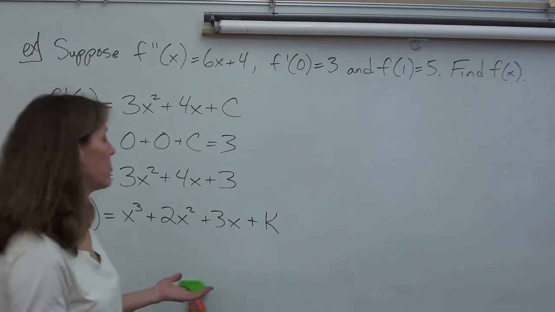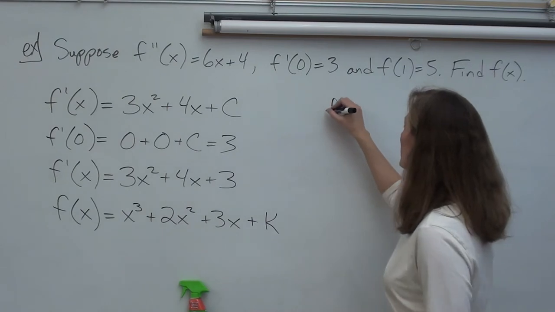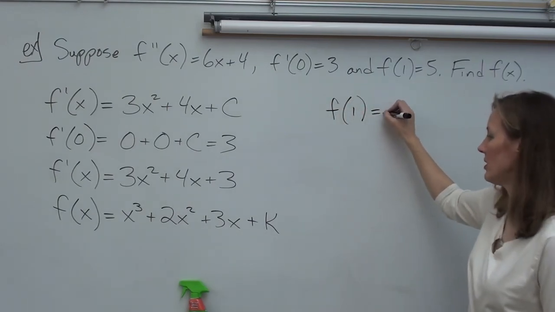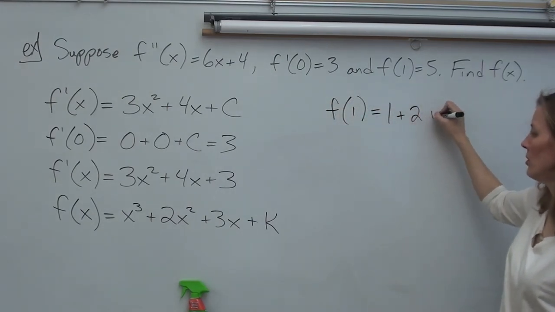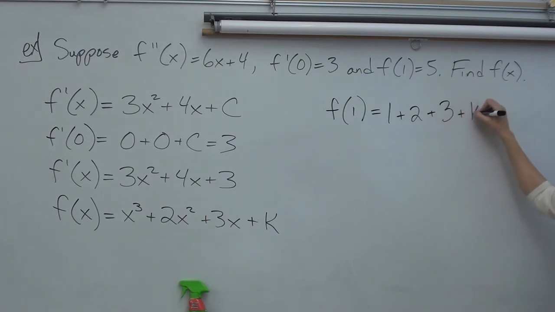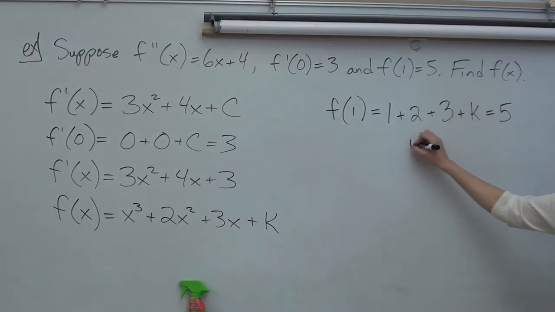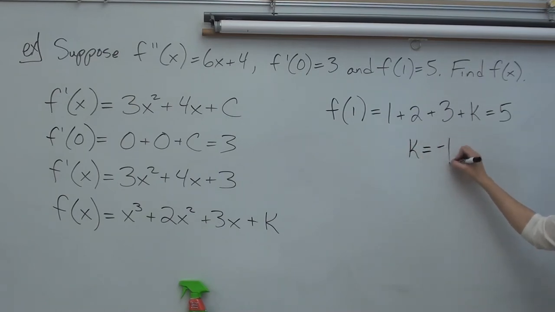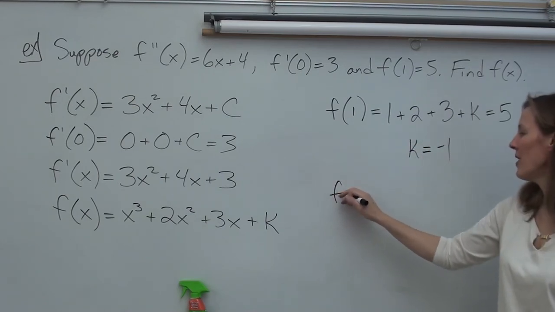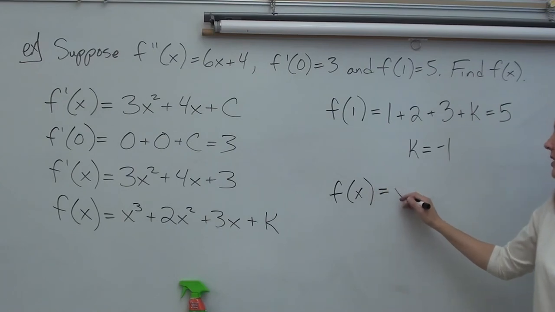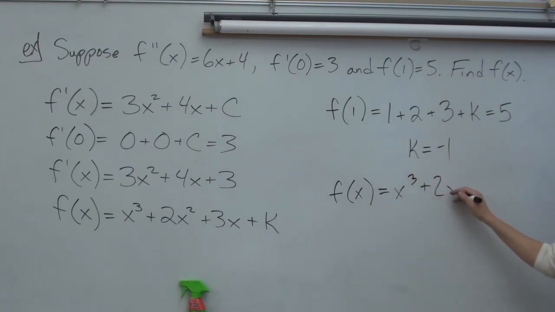So we know that f of 1 is 5, so plug in your 1. So you get 1 plus 2 plus 3 plus k equals 5. So it's k equals -1. So now our f of x looks like a better f of x: x cubed plus 2x squared plus 3x minus 1. I always like these. Yeah, for sure. They're kind of fun.